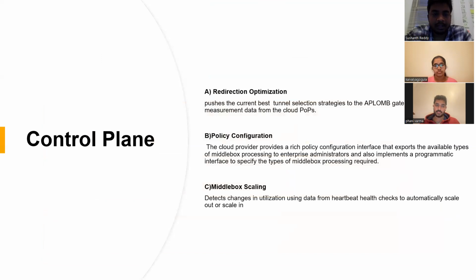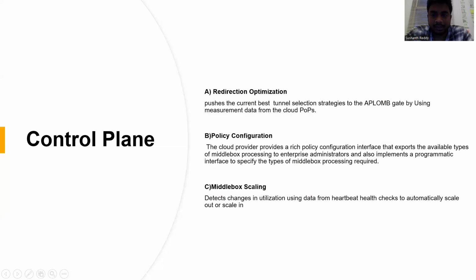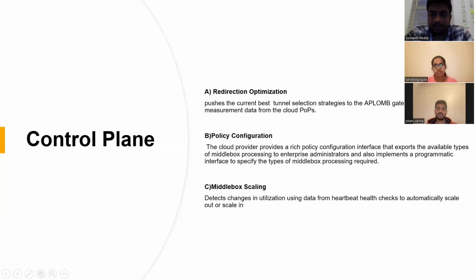And the control plane has three functions: redirection optimization, which pushes the current best tunnel selection strategies to the Aplomb gateway by using measurement data from the cloud POPs, and policy configuration. The cloud provider provides a rich policy configuration interface that exports the available types of middlebox processing to enterprise administrators, and also implements a programmatic interface to specify the types of middlebox processing required. And the middlebox scaling detects changes in utilization using data from the heartbeat health checks to automatically scale out or scale in.